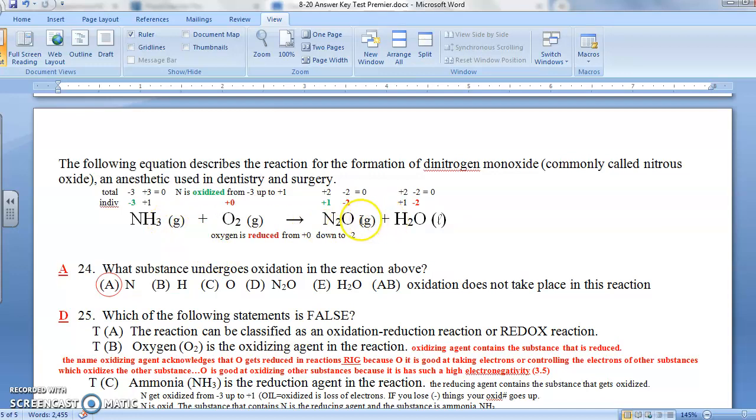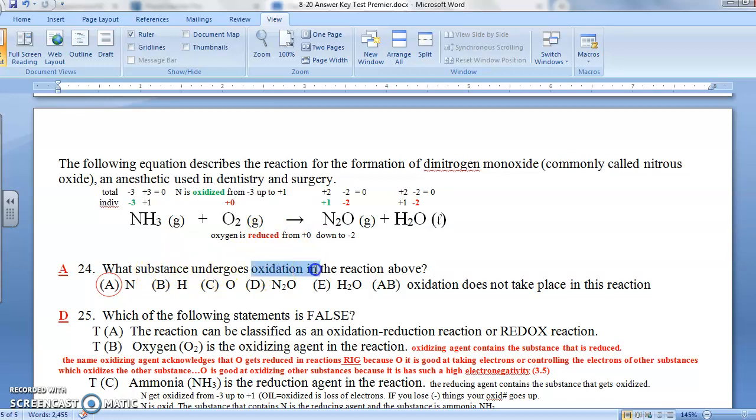It's not acid-base neutralization. We do have water, but N2O is not a salt. In an acid-base neutralization reaction, we have an acid and a base. We don't have an acid over here. And on the product side, we do have water, but we don't have a salt. It's oxidation reduction, which gets us to the first question.